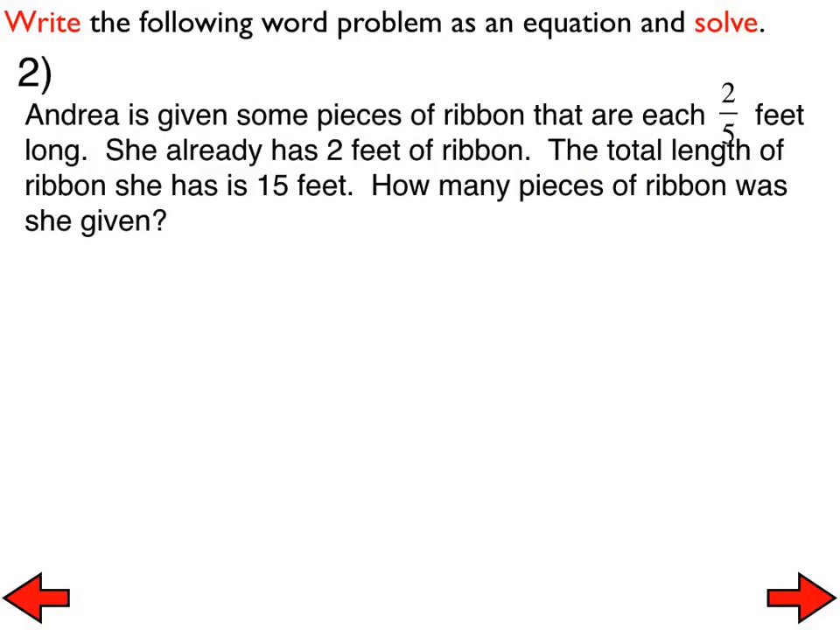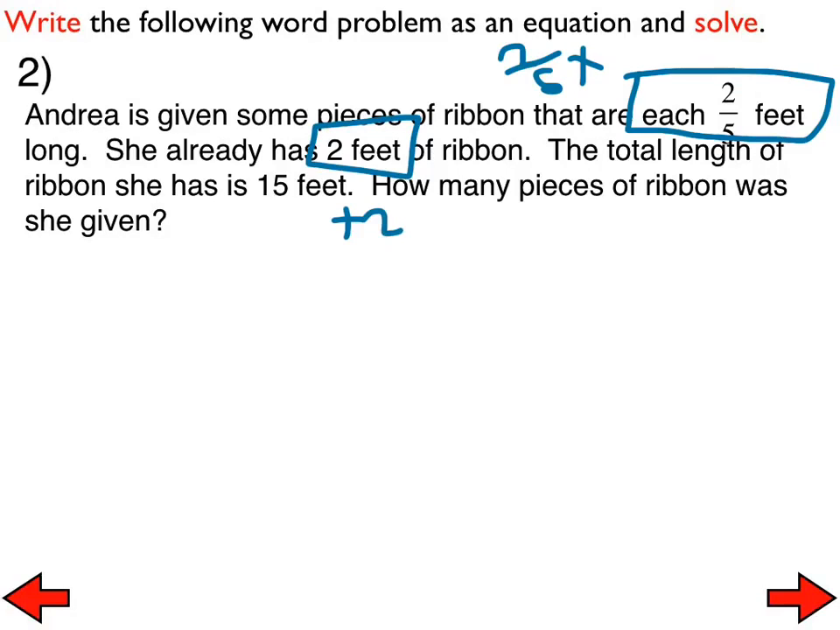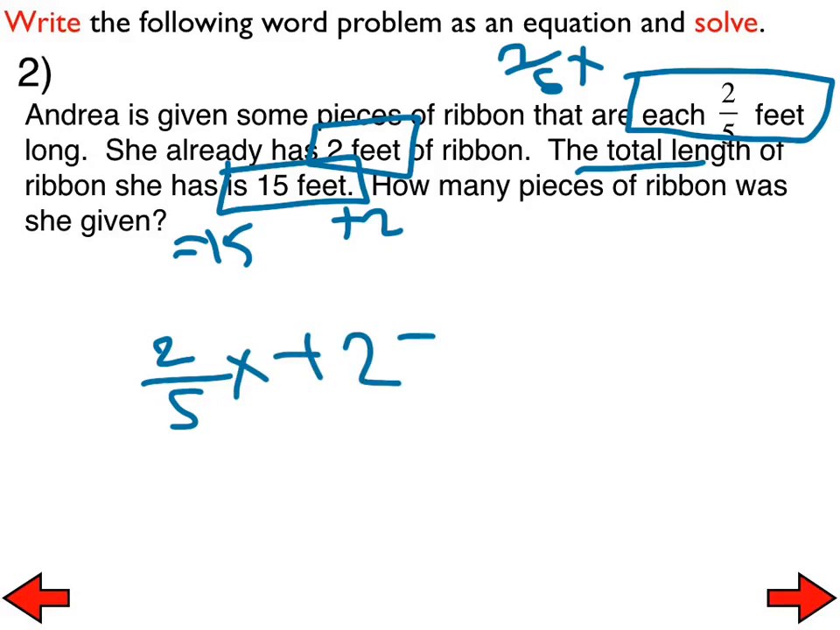Andrea is given some pieces of ribbon that are each 2/5 feet long. That's going to be our x term because the word each tells us that it depends on how many pieces, that the number of feet is going to change. She already has 2 feet, so that's our plus. And the total length is 15, so that's our equals 15. 2/5 x plus 2 equals 15. I'll give you a few minutes to go ahead and solve that one.